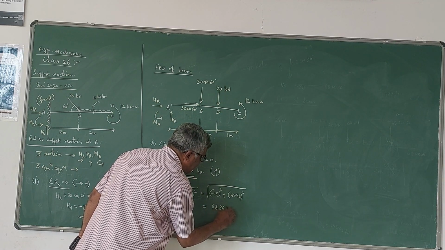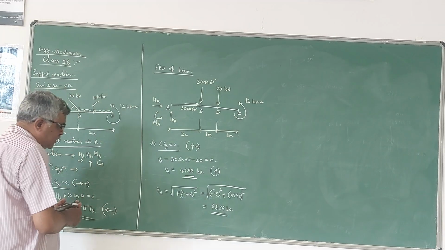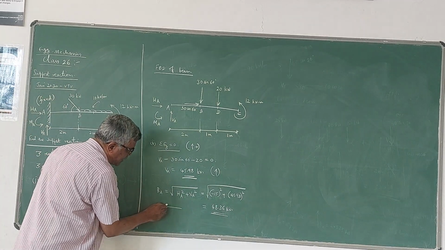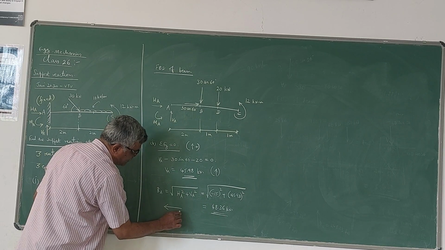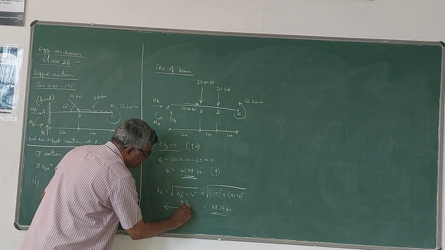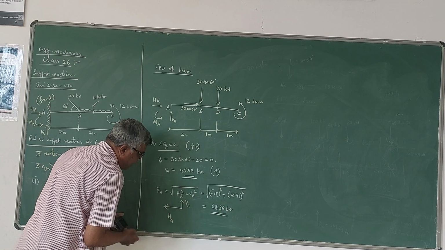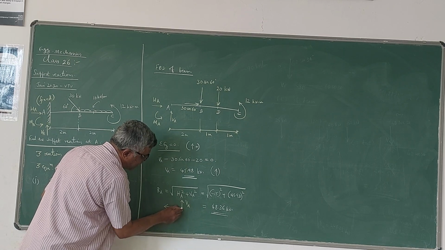kilonewton, and the direction of that will be, since HA is acting towards left, and VA is acting upwards like this. So definitely the resultant reaction RA will lie in the second quadrant. That means it will be acting like this.